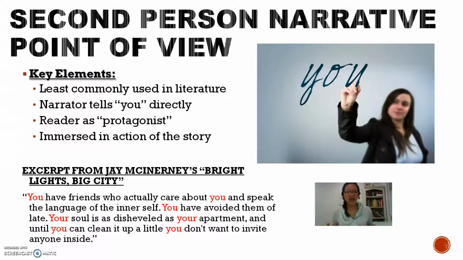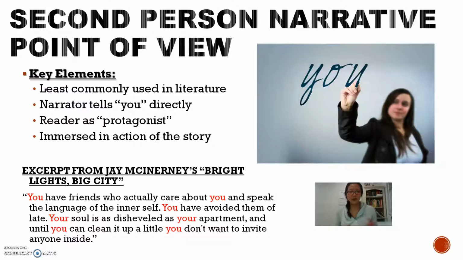This one might or may not be familiar, and it's an excerpt from Jay McInerney's Bright Lights, Big City, and he says this: "You have friends who actually care about you and speak the language of the inner self. You have avoided them of late. Your soul is as disheveled as your apartment, and until you can clean it up a little, you don't want to invite anyone inside."